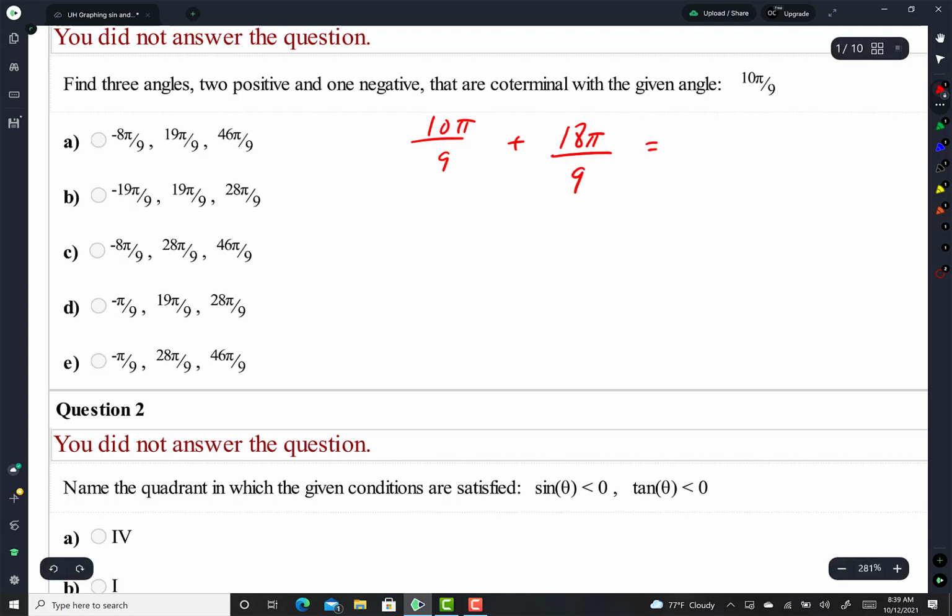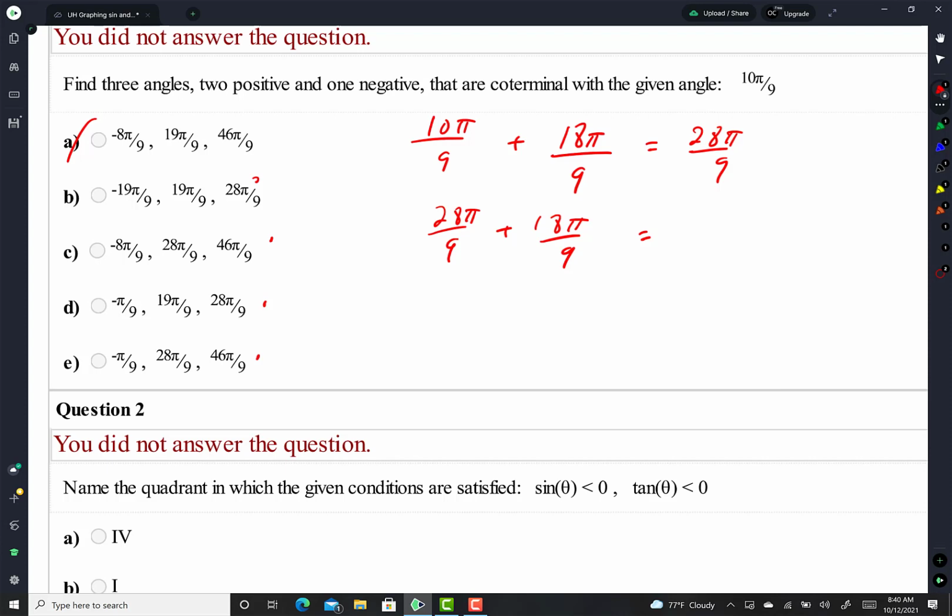And then you just add. What's 18 plus 10? So 28 pi over 9 is one of the angles. Did I do that right? I don't see it here, maybe that one, maybe that one. So it eliminates letter A. Let's do it again. Take the 28 pi over 9 and add 18 pi over 9. 28 plus 18 is 46 pi over 9. So maybe that one's out, maybe that one.